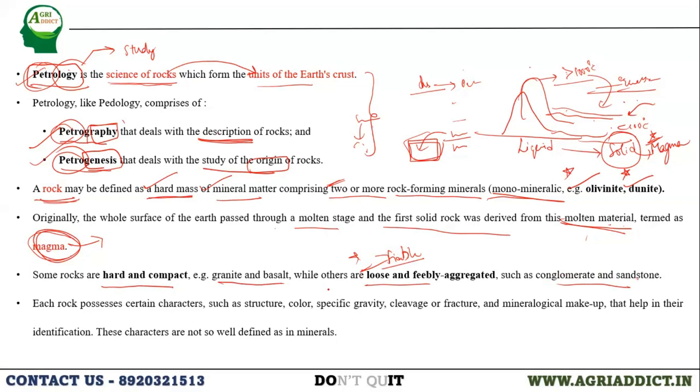Coming to the differentiating characters between rocks and minerals, rock possesses certain characters like structure, color and so on. It also contains many minerals, that is what mineralogical makeup means, and it helps in their identification. In minerals, these same colors are not so well defined. In minerals, we will see many other characters like the hardness scale. We will see many other features through which we can identify a particular mineral.